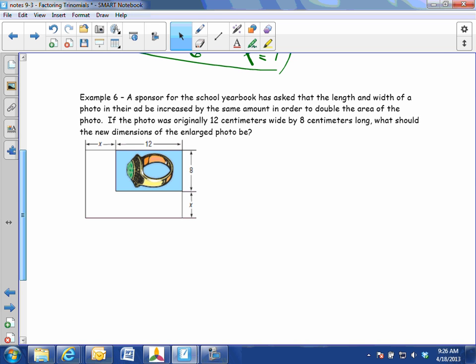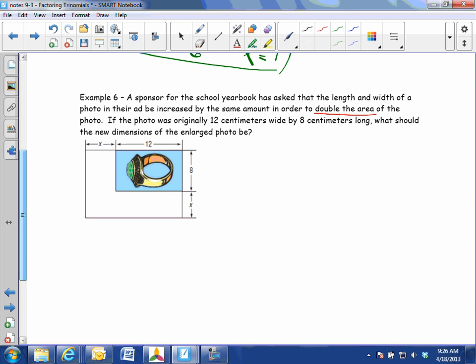They want to increase it by the same amount in length and width. So they don't know how much they're going to increase it by. They're just saying that's an x. That's what we're trying to figure out, how much we want to increase it by, right? Okay. Another piece of information they tell us is they want to double the area.